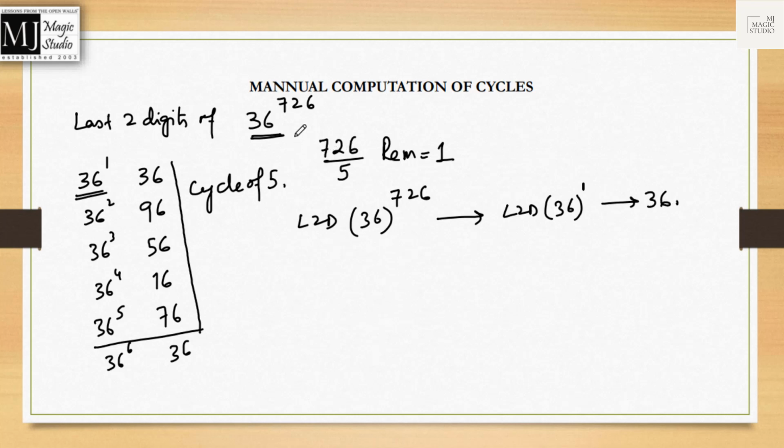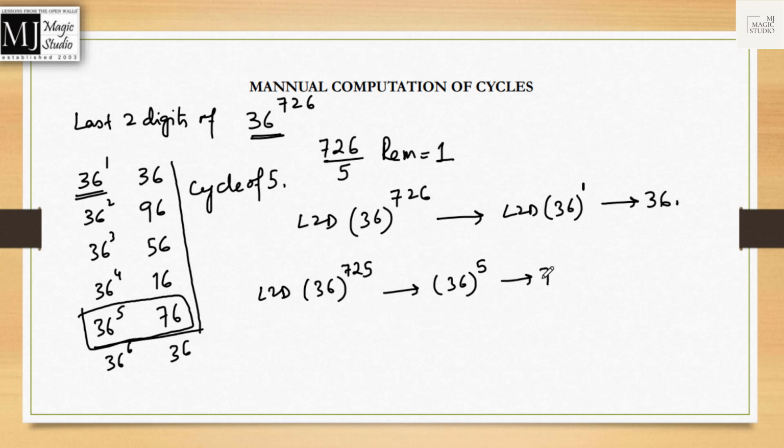Suppose this power is 725. 725 means remainder is 0. In case remainder is 0, we will always go for power 5. That means the last two digits of 36 to the power 725 is nothing but the last two digits of 36 to the power 5. After 5 only the power 6 will come, which eventually becomes 1. So the last two digits of 36 to the power 5 is 76.